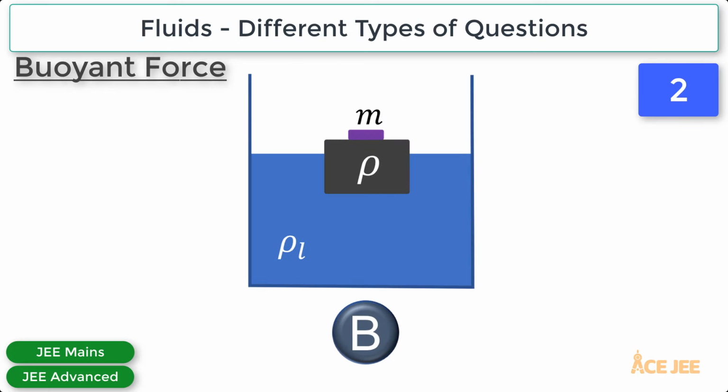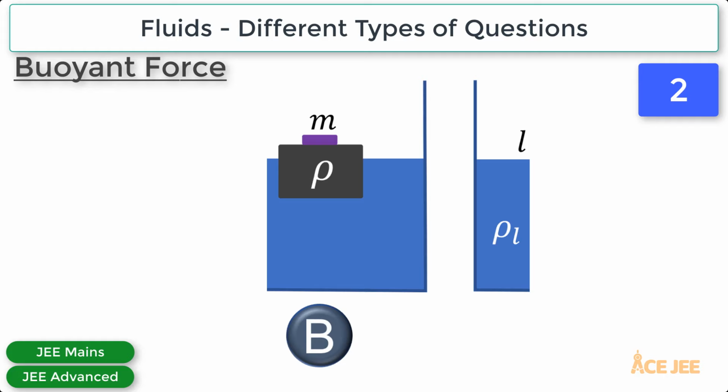In the second one, for a floating object of density rho and volume v with a point mass on the top, you might be asked to determine the fraction of volume of the object that is submerged. Additionally, you might be asked to comment on what will happen to the level of the liquid in the container if the point mass slips and falls into the liquid.